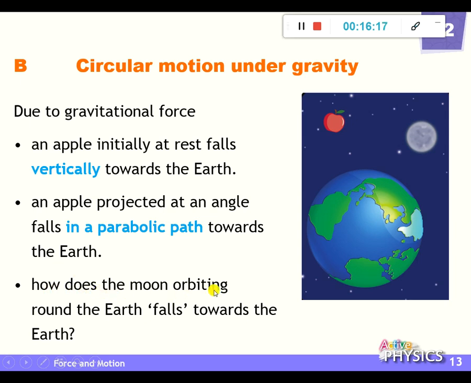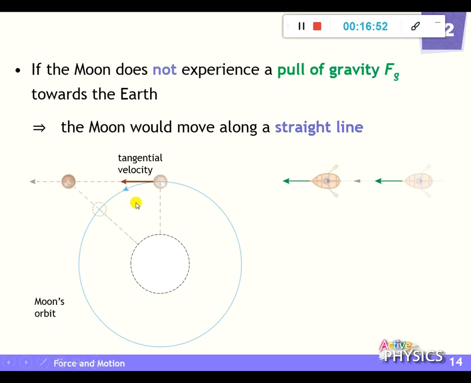How does the moon orbit around the Earth? Is there a force towards the Earth? Can you see that the moon is falling towards the Earth? I think all of you should think that this one must be incorrect, because you can see that the moon stays at mid-air, okay, in the sky. You can't see any falling. You see? Now try to look at this diagram to explain what happened here.